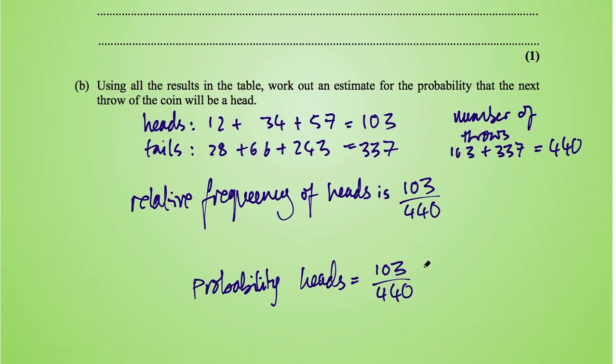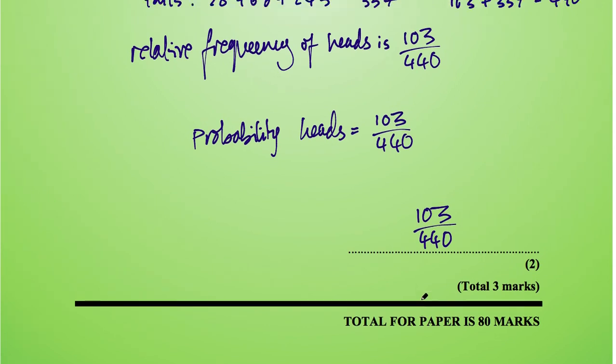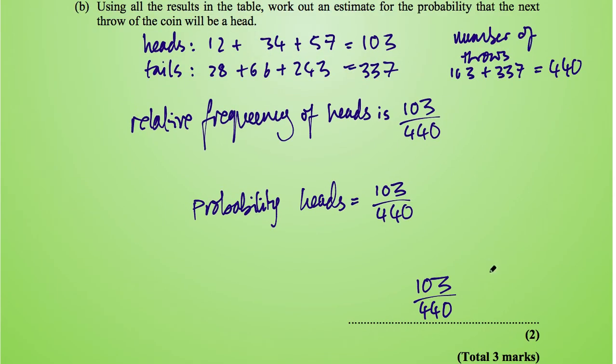If you do that on a calculator, you get something that's roughly 0.23, but this is more accurately written as a fraction, so that is a perfectly good answer, 103 out of 440. Okay, that's the end of that paper. So at this point, I'm just going to scroll through the whole thing again.